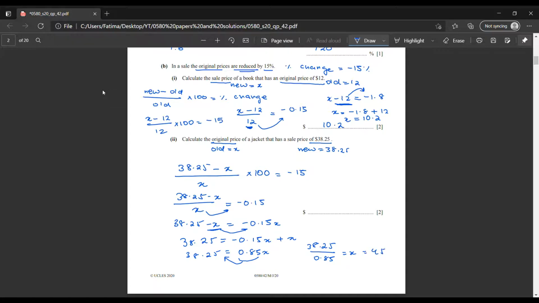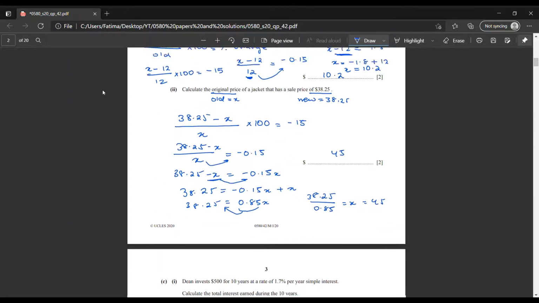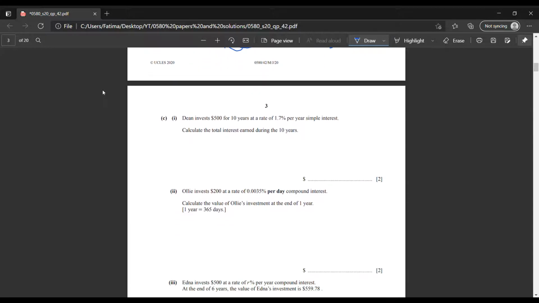Now that makes sense because our original price has to be higher than our new price because it's being reduced. Our original price is being reduced is what I mean. So there. Okay, part C1.